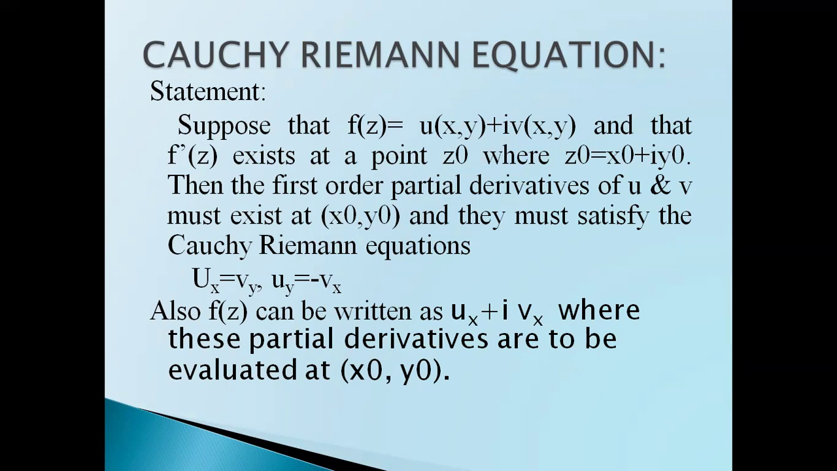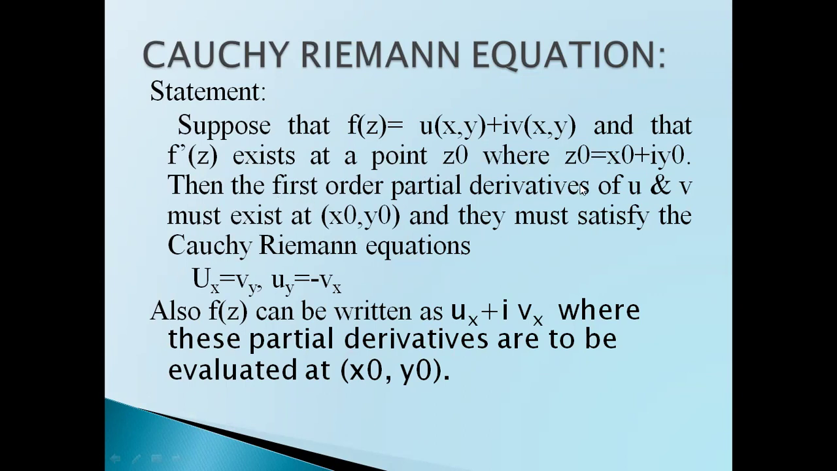In that statement, the given function is f of z equals u of x comma y plus i into v of x comma y. In that function, the derivative exists, that is, f dash of z exists at a particular point z naught. That point z naught is a complex number, equal to x naught plus i into y naught. Then what do we prove?